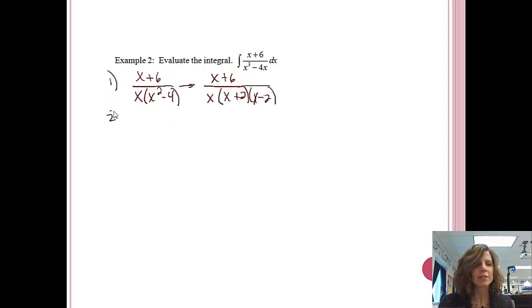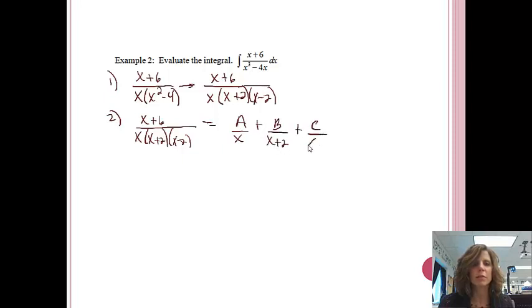The second step was to create 3 separate fractions, or however many separate fractions we're going to need. Actually, we're going to create 3 separate fractions because there are 3 factors. So I'm going to put x plus 6 over x times the quantity x plus 2 times x minus 2 equals A over x plus B over x plus 2 plus C over x minus 2.